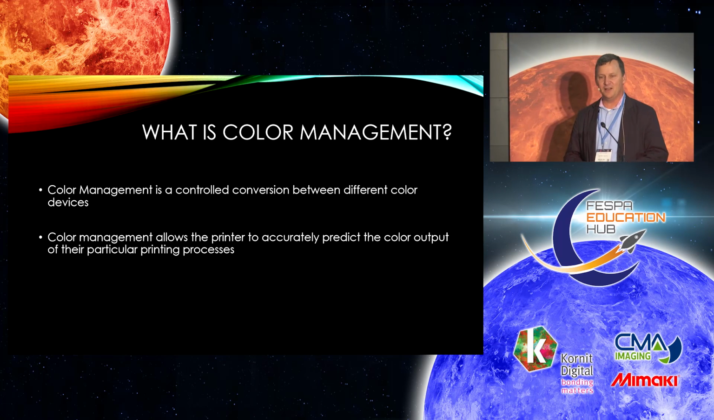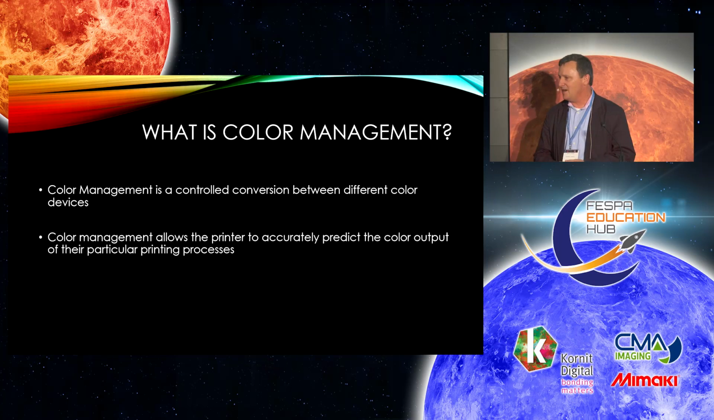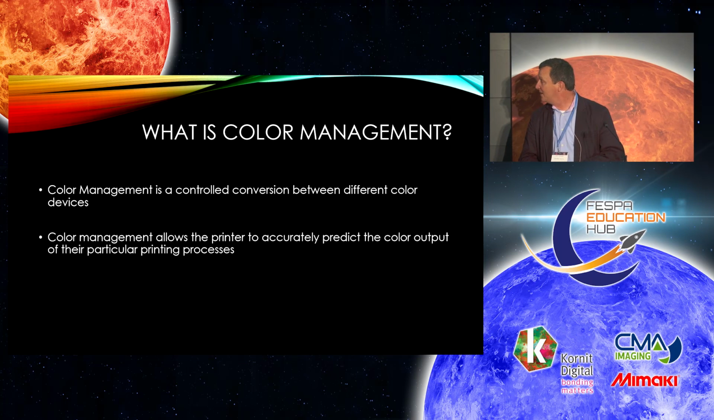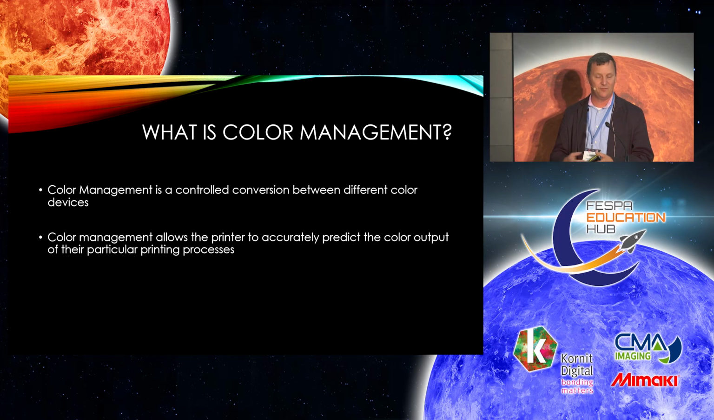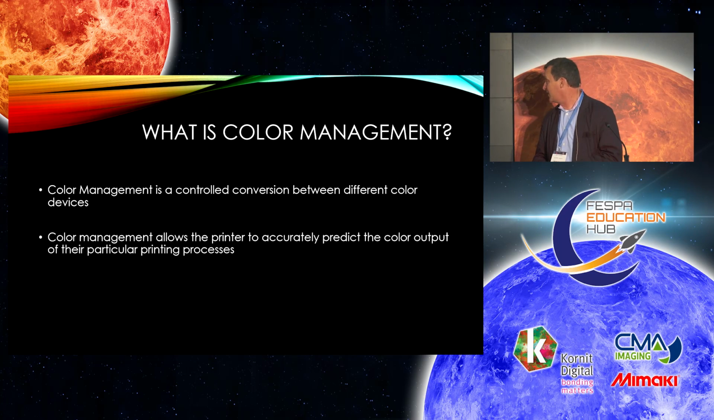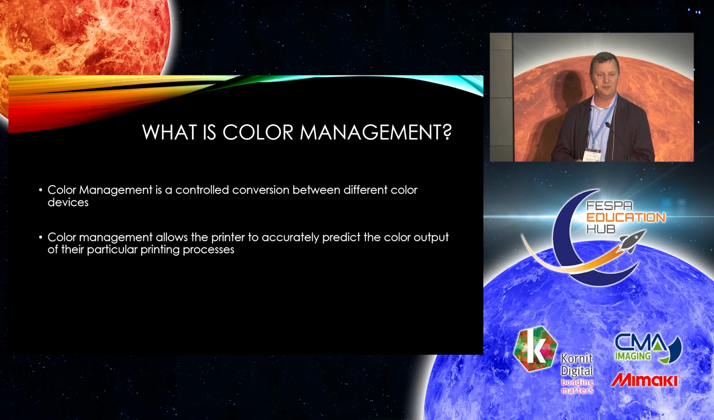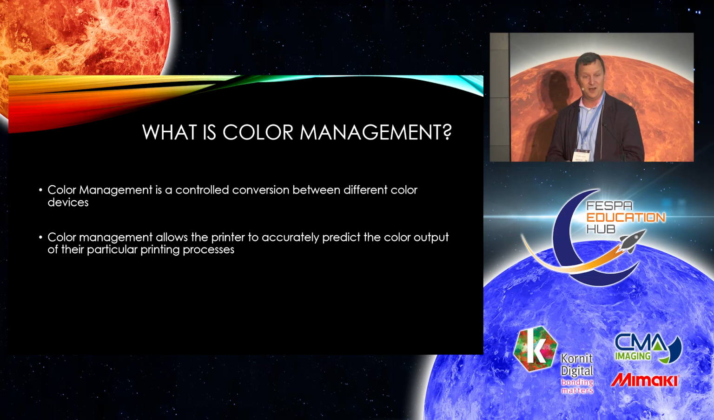Kind of explaining color calibration and color management, I boil it down to color management as a controlled conversion between different color devices, whether it be your file or your monitor or expectations back to your print device. It allows the printer to accurately predict color and color output through their particular devices and processes.